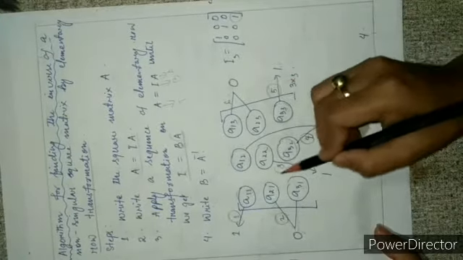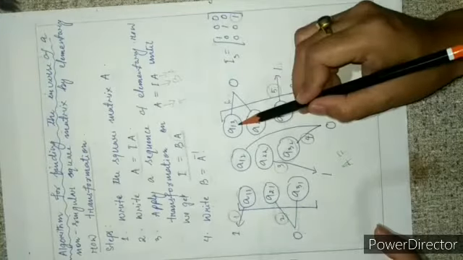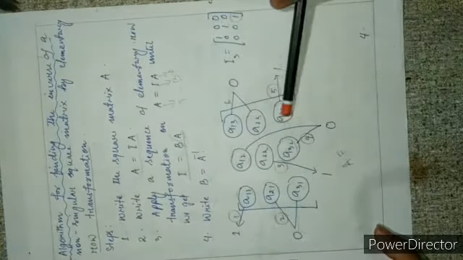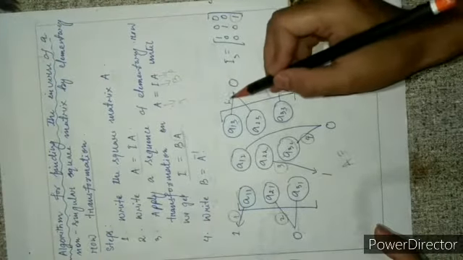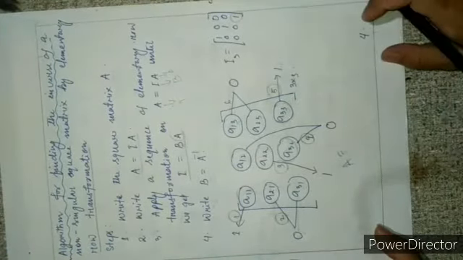Then make the corresponding elements A13 and A23 equal to 0. This is step number 6.